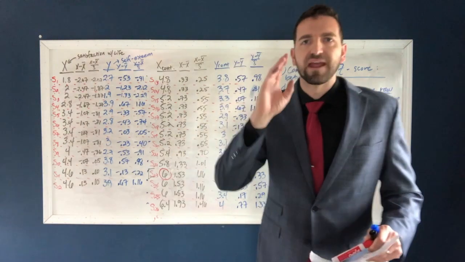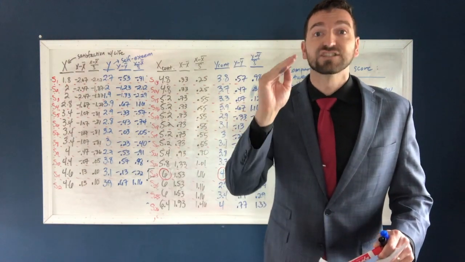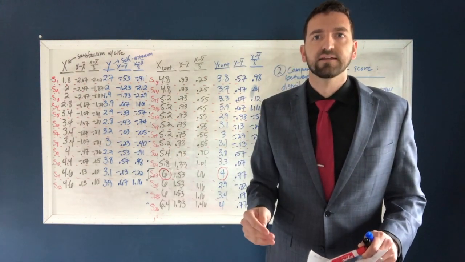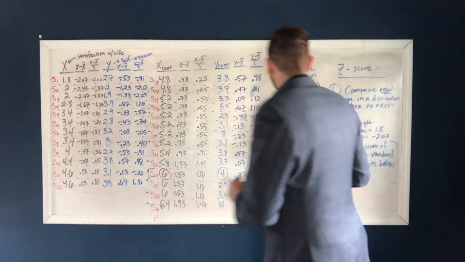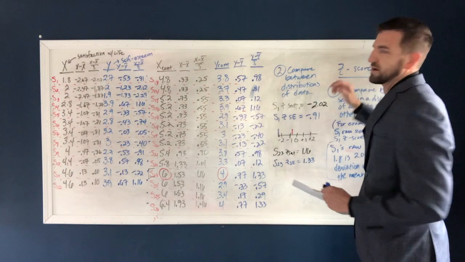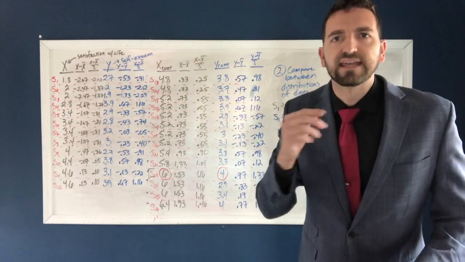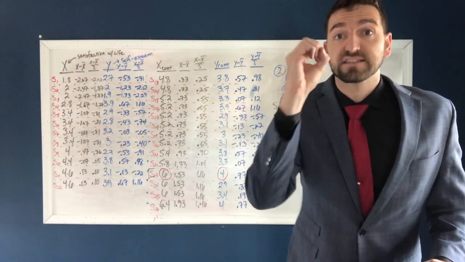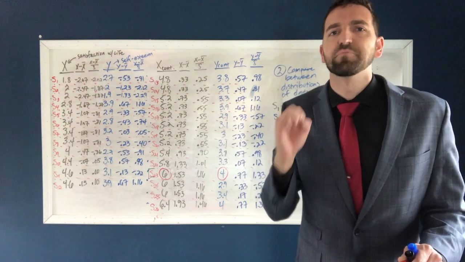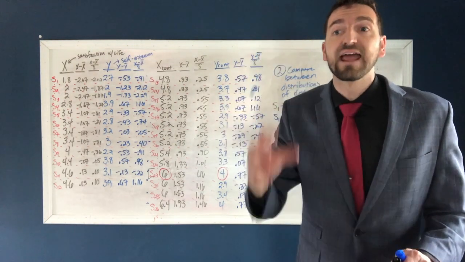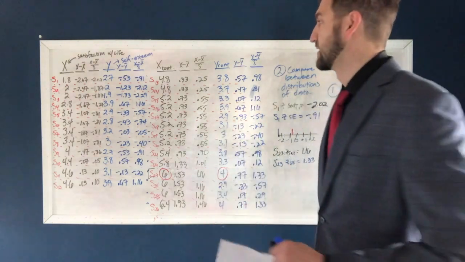You cannot compare the distributions unless you z-score them. Okay? And by z-scoring them, we're looking at the score compared to the average of the distribution and dividing by the standard deviation, which then puts that number in context.